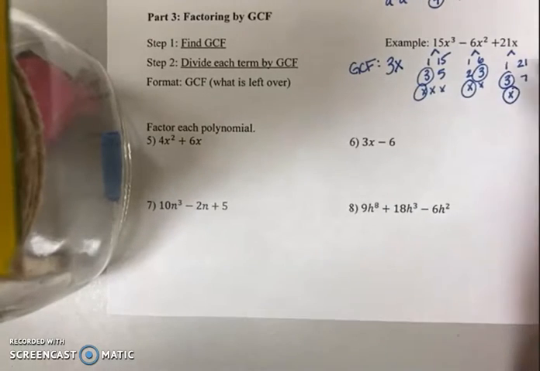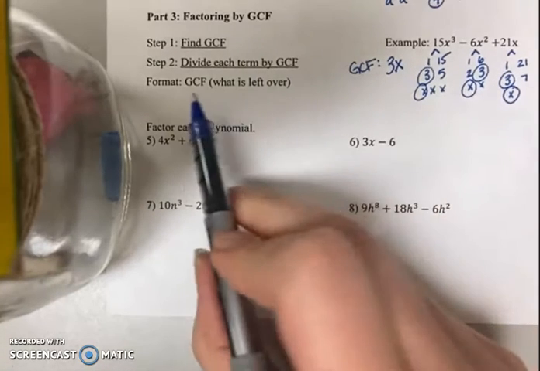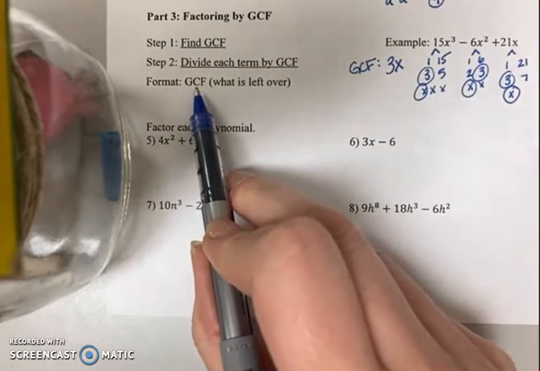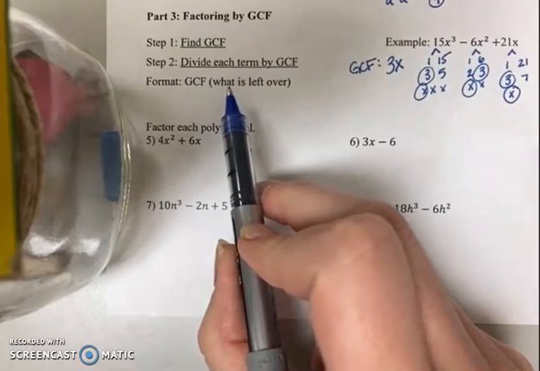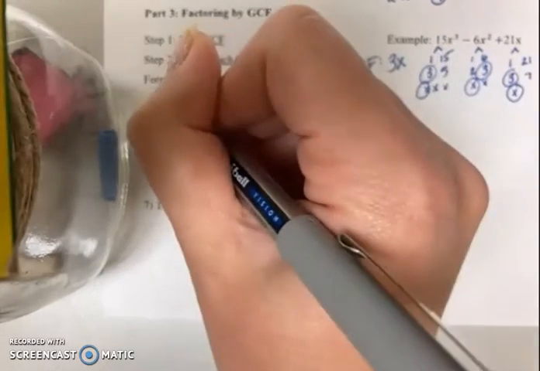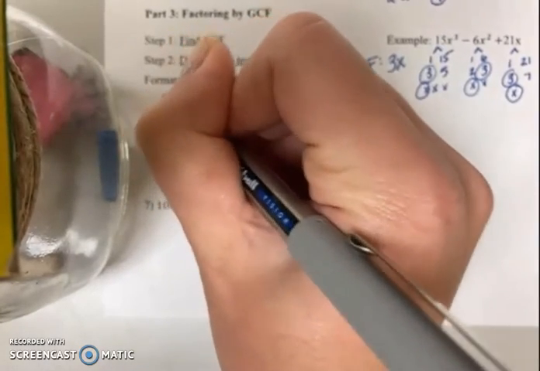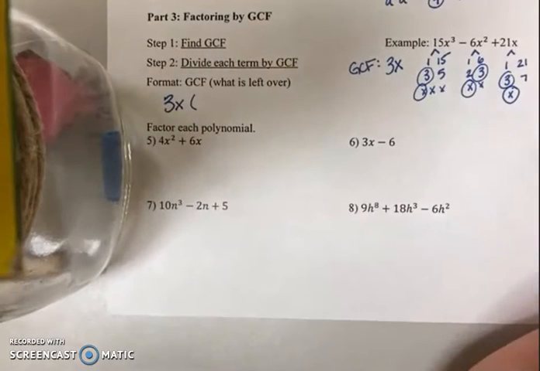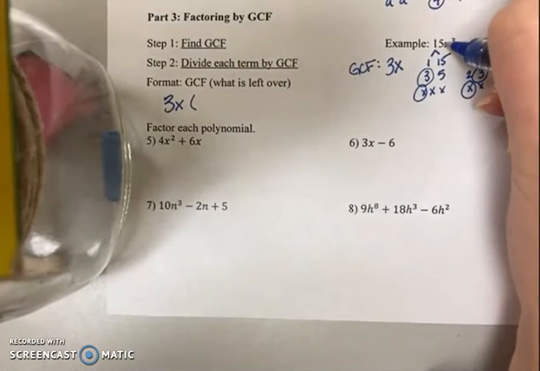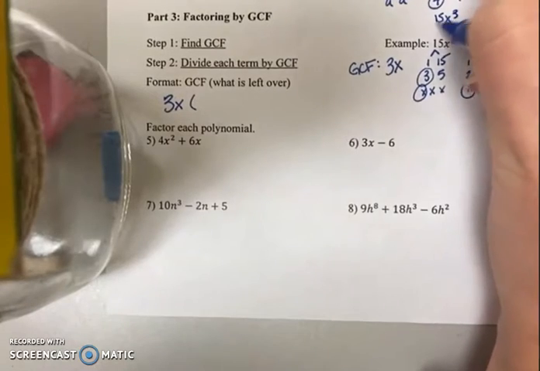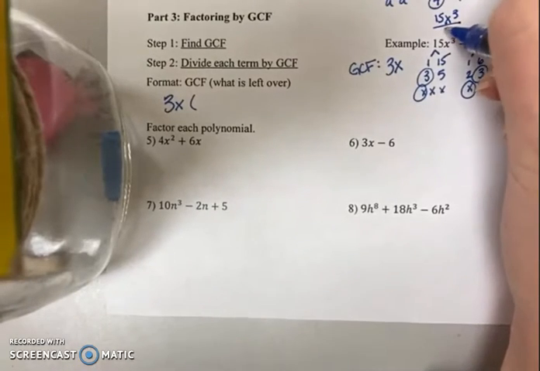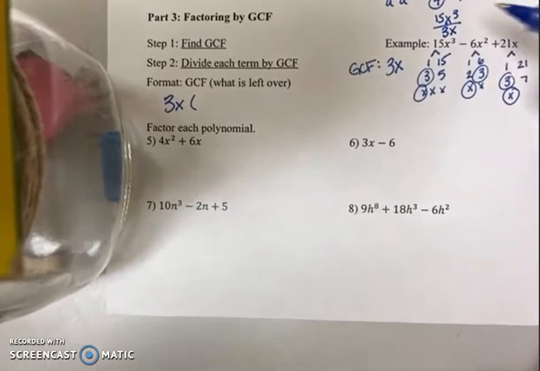All right, step 2, we need to divide each term by the GCF. So the way we're going to write our answer, the GCF is going to be on the outside, and then in parentheses, we're going to have whatever remains. So my answer is going to be 3x times something. Well, 15x cubed divided by the GCF, 3x.